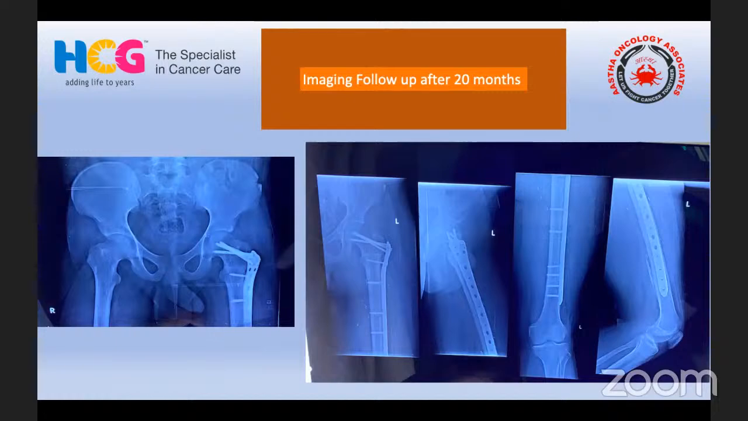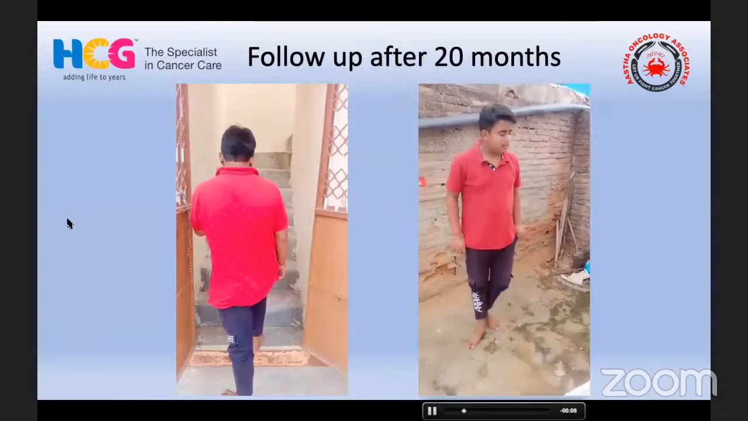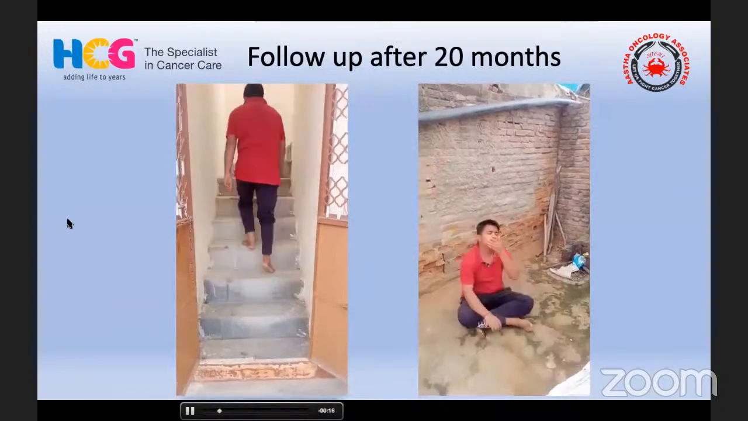Sorry, that was the 3 months. This is the 20 months follow-up, and the patient is doing fine in all activities. There is no restriction of movement. He's sitting cross-legged, everything.